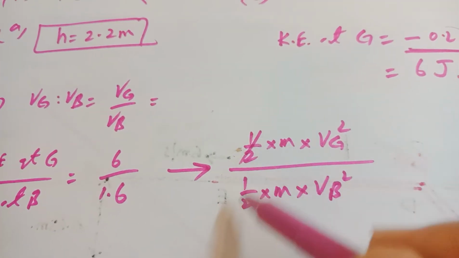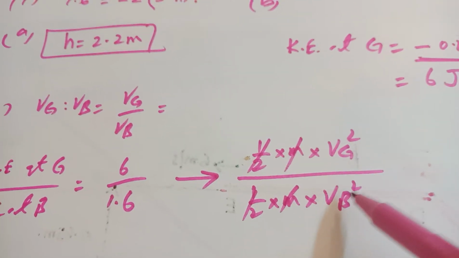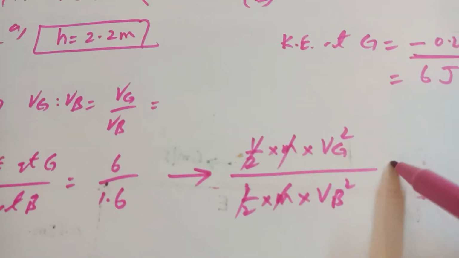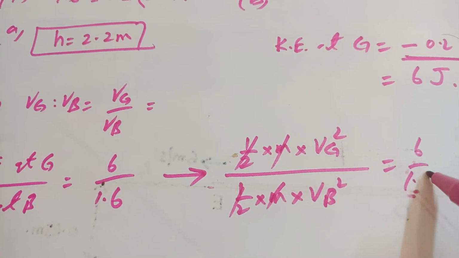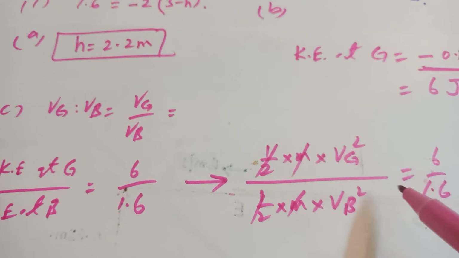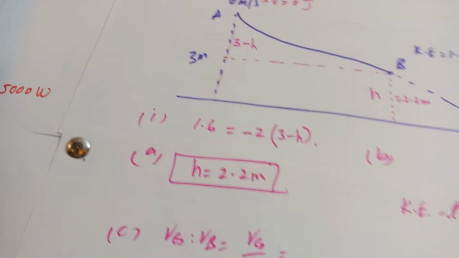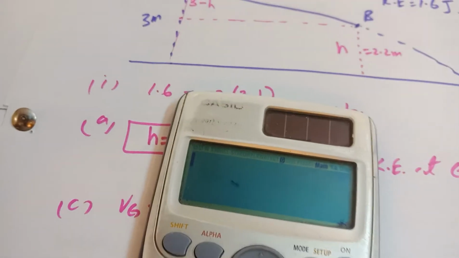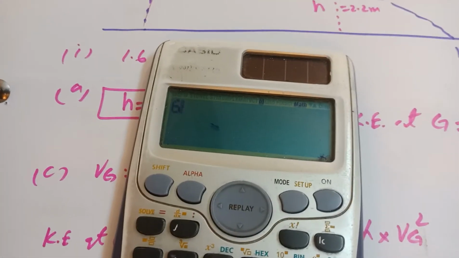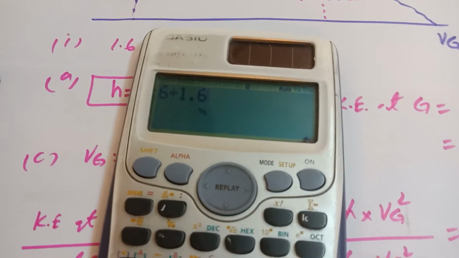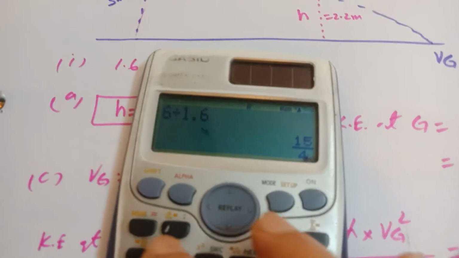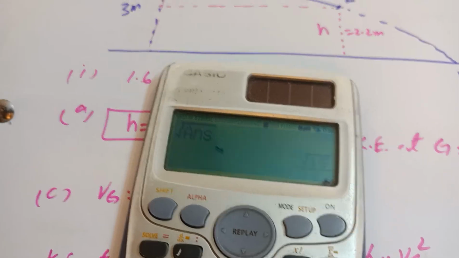You see there's a lot of algebra over here. So this Vg square over Vb square is basically 6 over 1.6. So you use your calculator, you can simply write it over here. I'll be writing this as 6 over 1.6, and then I just take the square root of the answer.